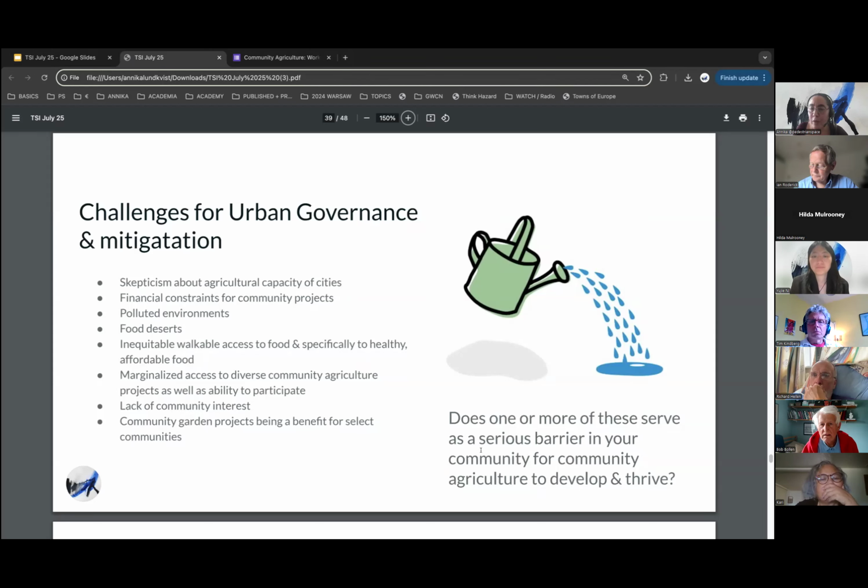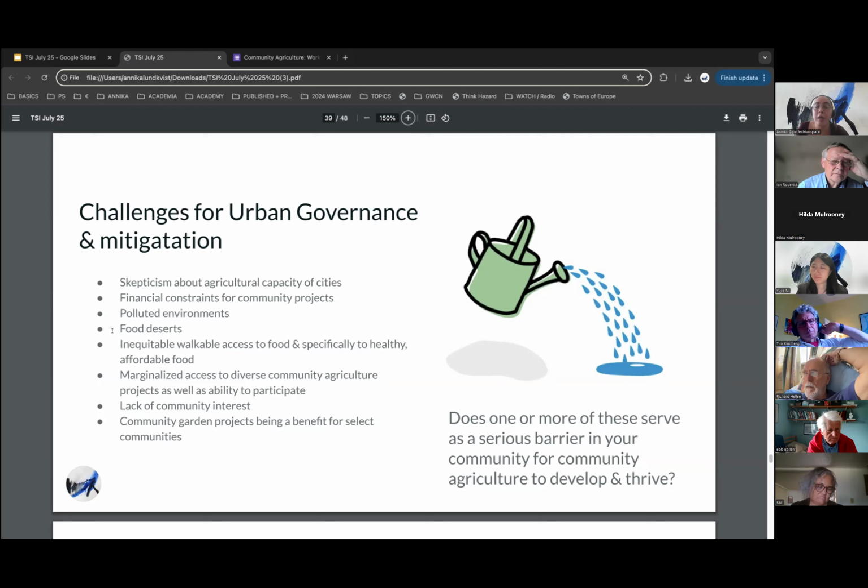Here again, this is a question that's in the form, and I think it will also be good for the discussion time. Obviously, this is where my research mind is going to come in: challenges for urban governance and mitigation to support urban agriculture. I'll just whiz through these. There is skepticism among people about the agricultural capacity of cities. Financial constraints are a huge one. Polluted urban environments at times, polluted soils, food deserts, inequitable walkable access to food, and marginalized access to diverse community agriculture projects.